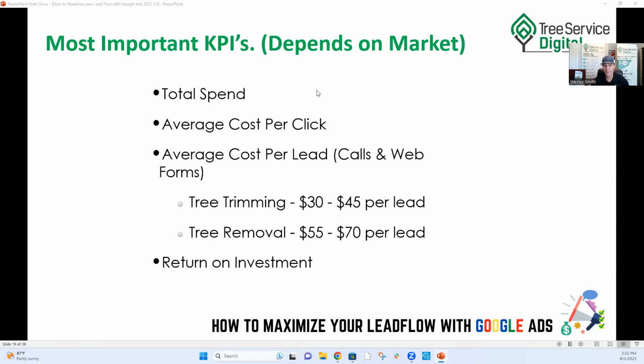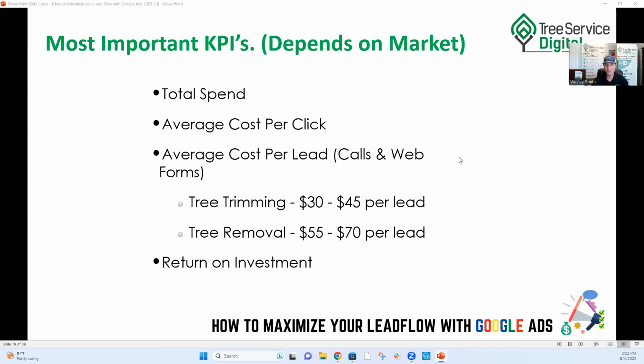So here are the most important KPIs. It depends on the market what these KPIs are going to be, but you want to see your total spend for the month or for the week, however you're tracking it, how often you're tracking that budget, average cost per click. So you want to know how much the clicks cost, average cost per lead, calls, and the website submission forms, tree trimming per lead cost, tree removal per lead cost.